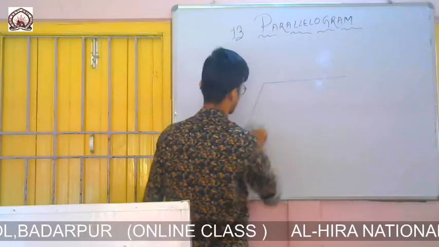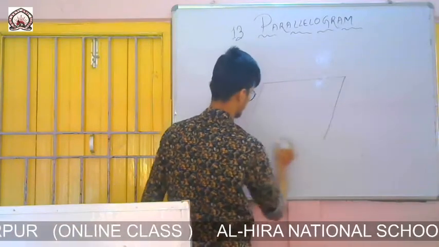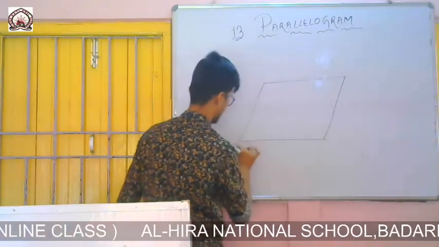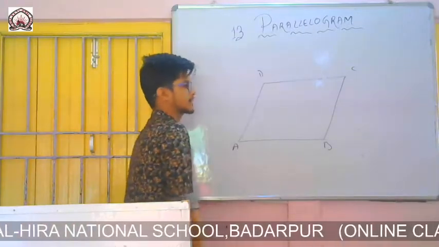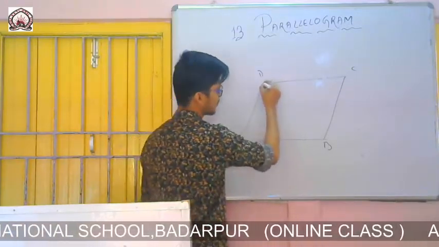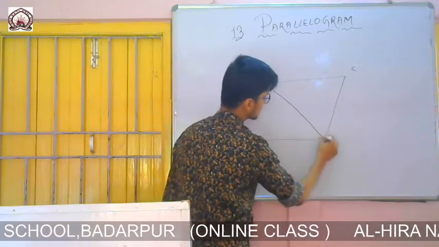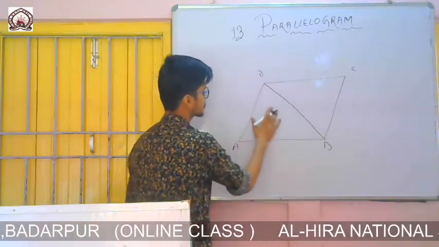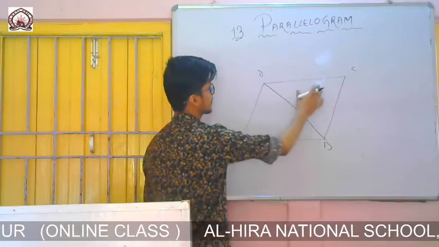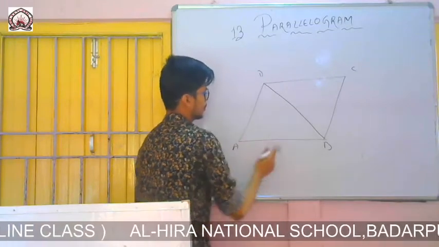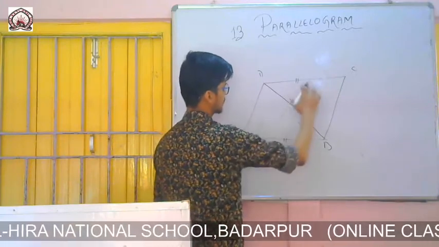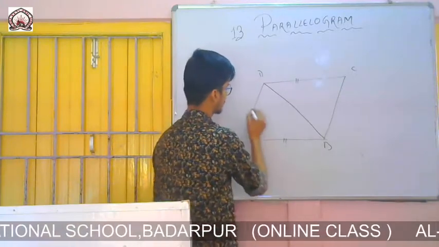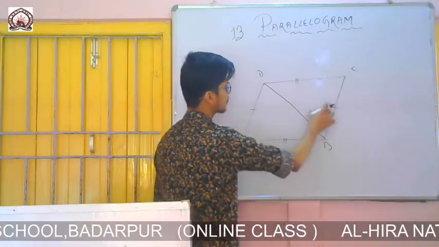This is a parallelogram, A, B, C, D. Whenever I draw a diagonal, for example BD, you see it forms a triangle, and this is also a triangle. We know these two lengths are equal, this one is equal to this one, and this one is equal to this one. That means the triangles are congruent.